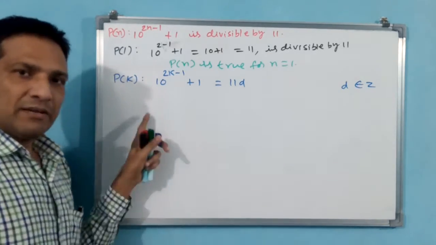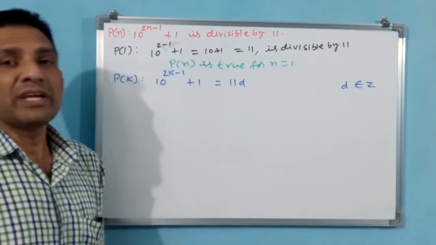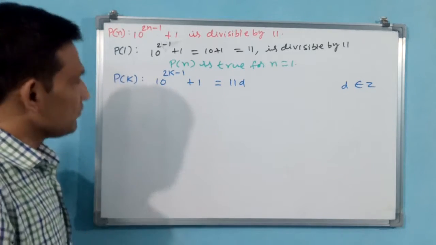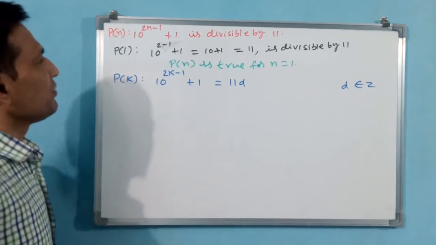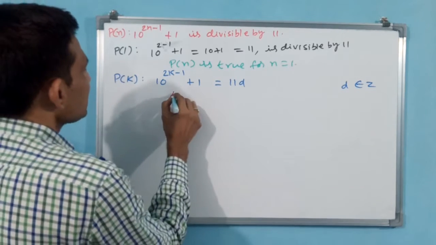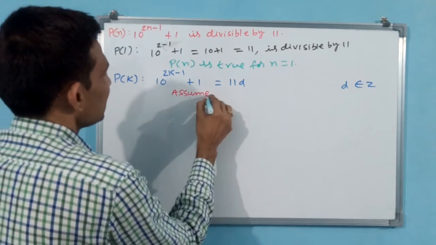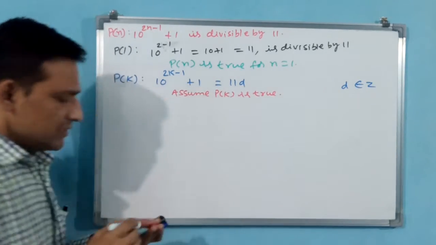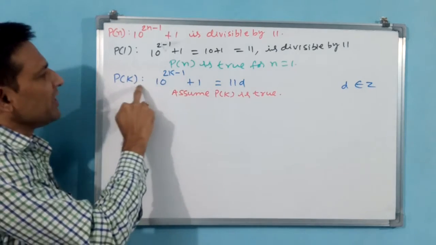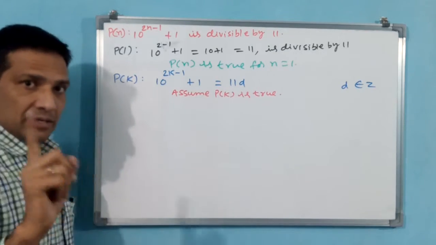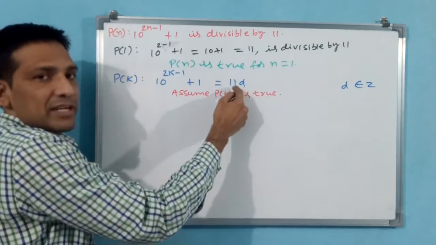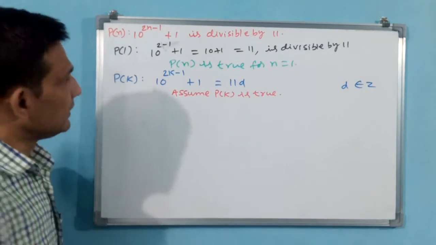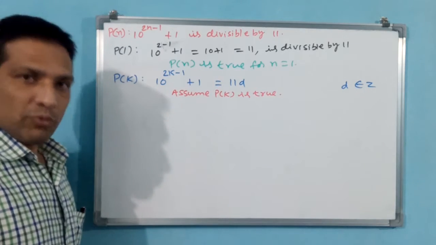Okay. Now see, important step you have to write. Assume P of k is true. Why? Because we don't know the value of k. That is why we have to assume that P of k is true. Write down assume P of k is true. This is important step for this model. P of k you have to take as 11d. 11 divisible by 11 means 11d. Multiple of 11 means 11d. Like that you have to take. That is important step. Or else you are not able to proceed further.